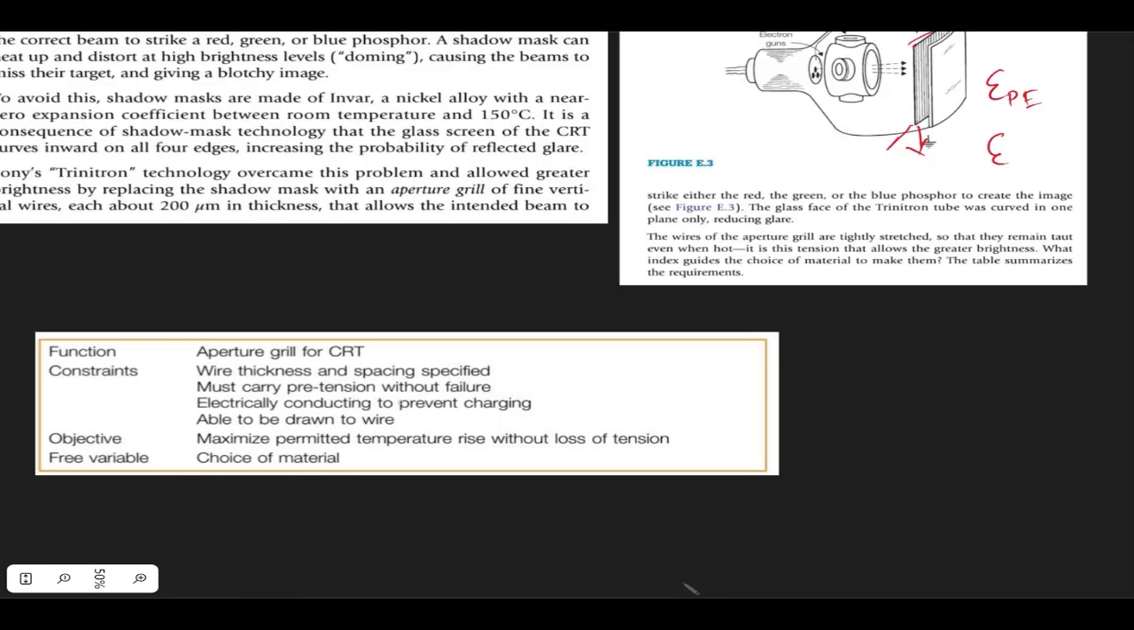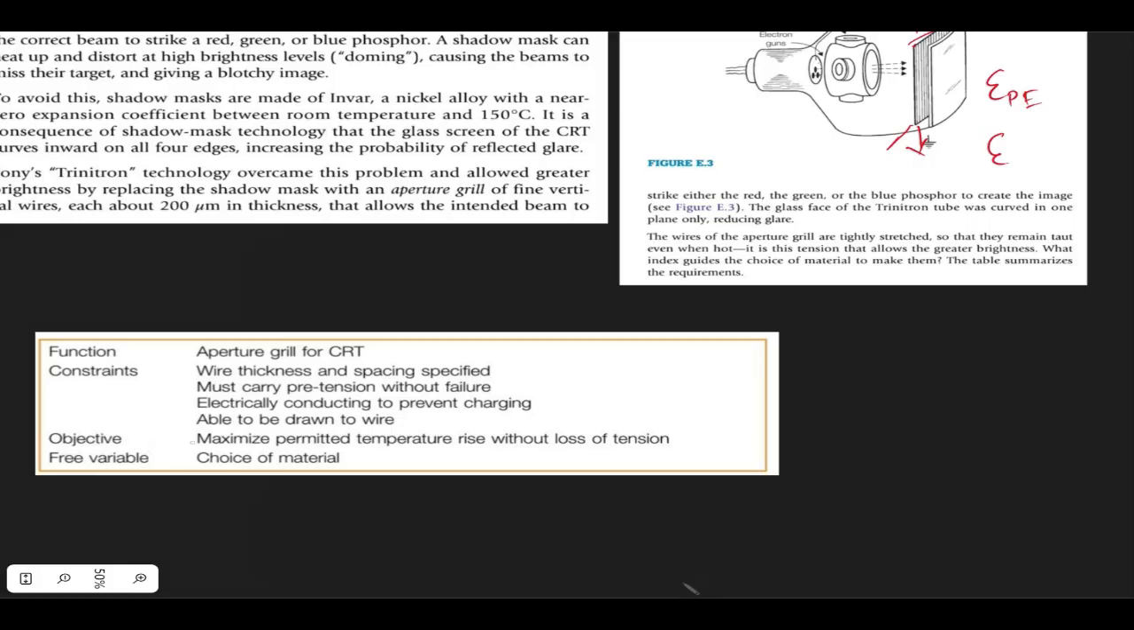It must carry some kind of tension without failure. So the next one is what? Electrically conductive. So the material must be electrically conductive to prevent charging. Then the next constraint is able to be drawn into wire. So it must be ductile enough to be drawn into wire.